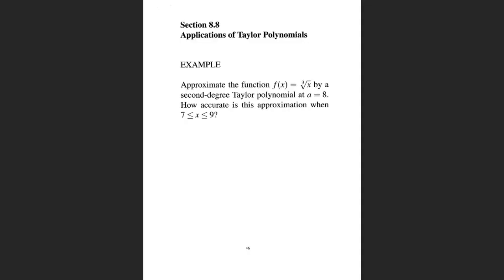All right, we were looking in the last class at this problem where we wanted to approximate the function cube root of x by a second degree Taylor polynomial. And then we asked how accurate is this approximation when x is between 7 and 9. Okay, and we went through the process. We went through this problem, and here we looked at the solution, and here's what we discovered.